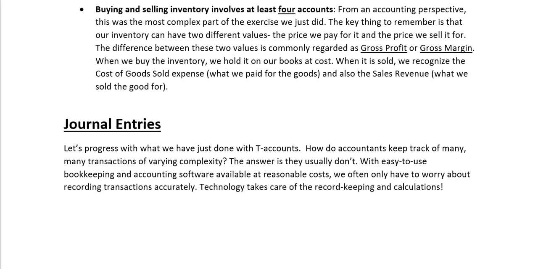Let's look at journal entries, which we will see are actually the tools that we use to update our key accounts. Let's progress with what we have just done with key accounts. How do accountants keep track of many transactions of varying complexity? The answer is they usually don't. With easy-to-use bookkeeping and accounting software available at reasonable cost, we only have to worry about recording transactions accurately. Technology takes care of the record keeping and calculations.